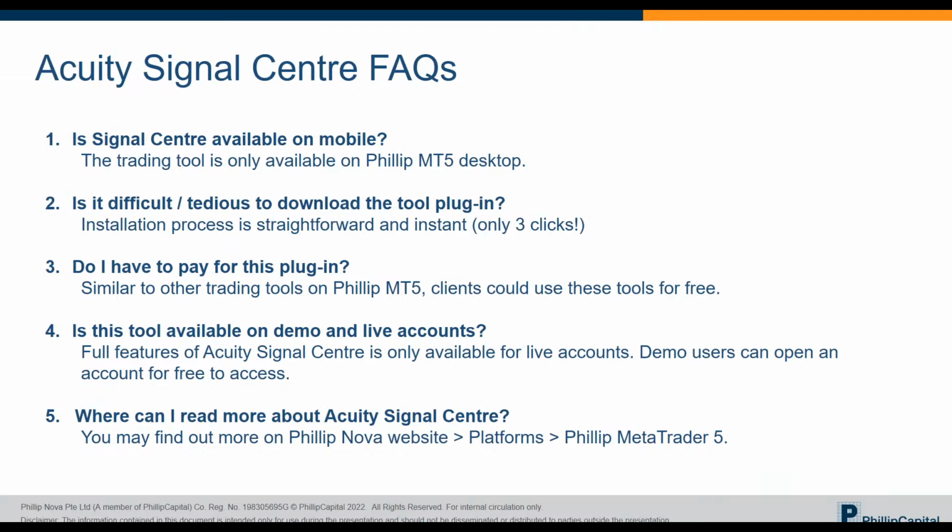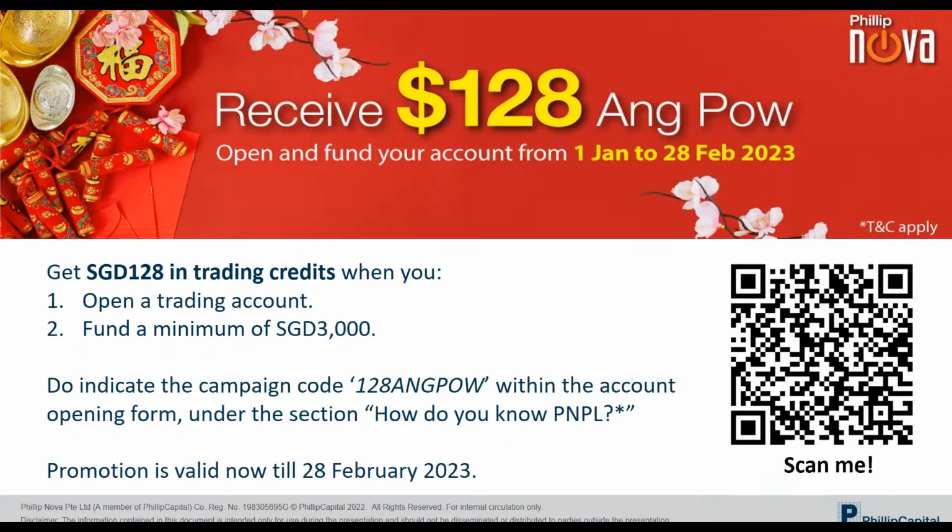Okay. And the last one is, where can I read more about this Acuity Signal Center? You can read more about all these tools, not in the Acuity Signal Center. You can go to our website, go to platform, and go to the Phillip MetaTrader 5 page, and you can read about this already.